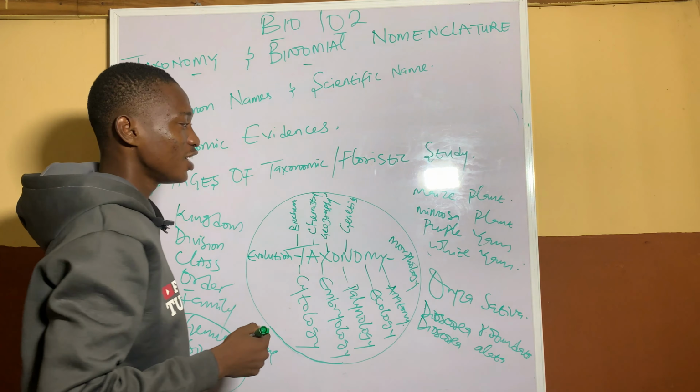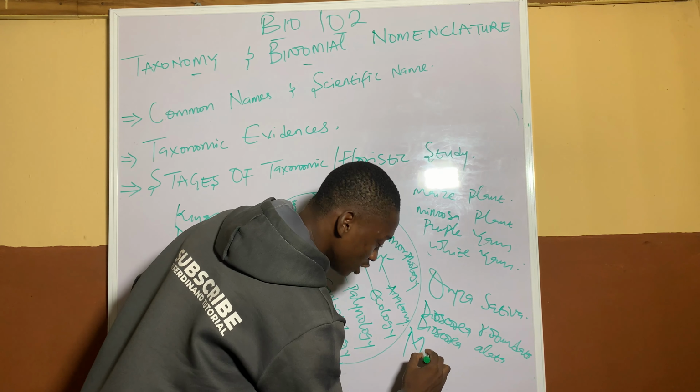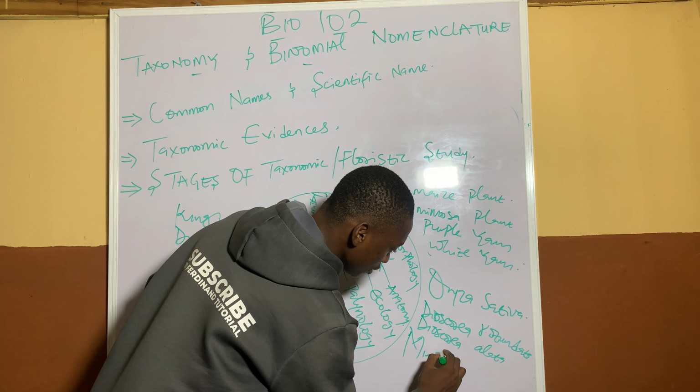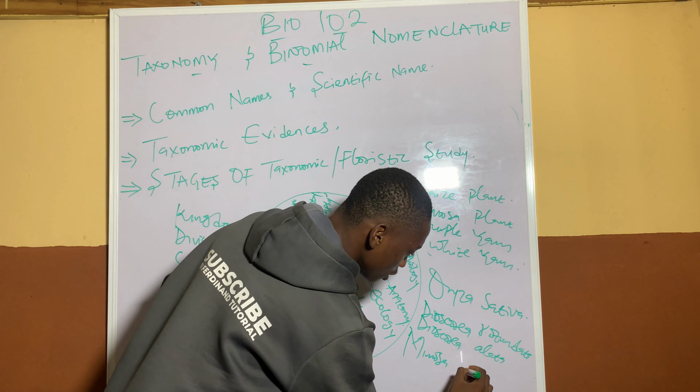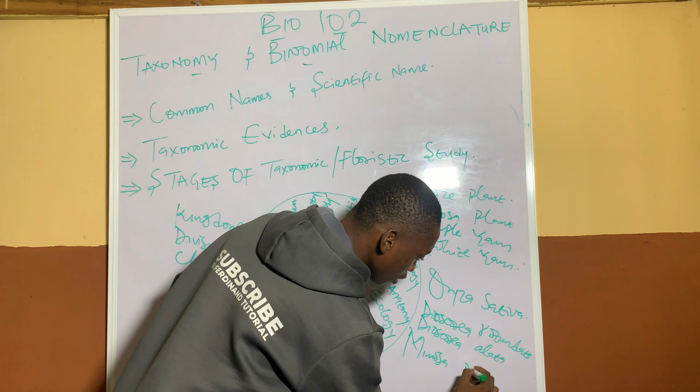So this is it. We also have the mimosa plant, also known as the sensitive plant, also called touch-and-die by some persons. The scientific or botanical name has a capital M, the genus name, Mimosa, and a small letter for the species name, pudica. Are we there now? That's it.